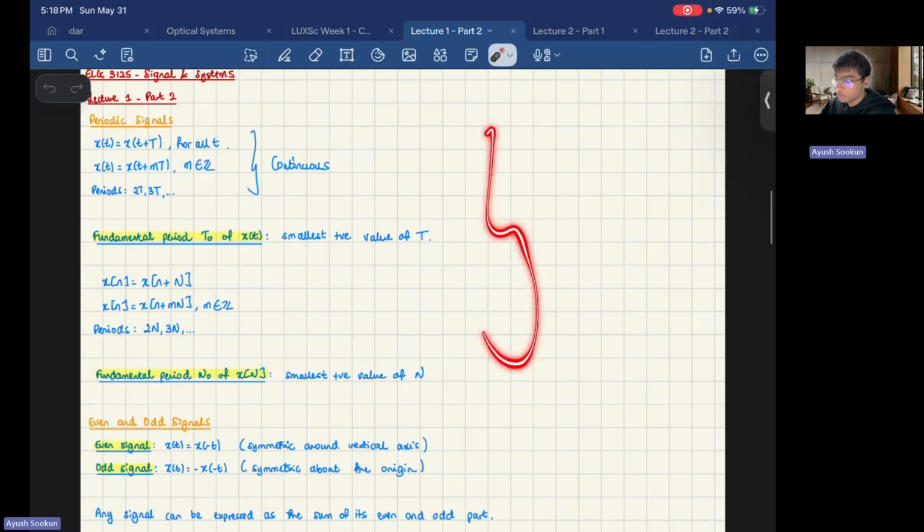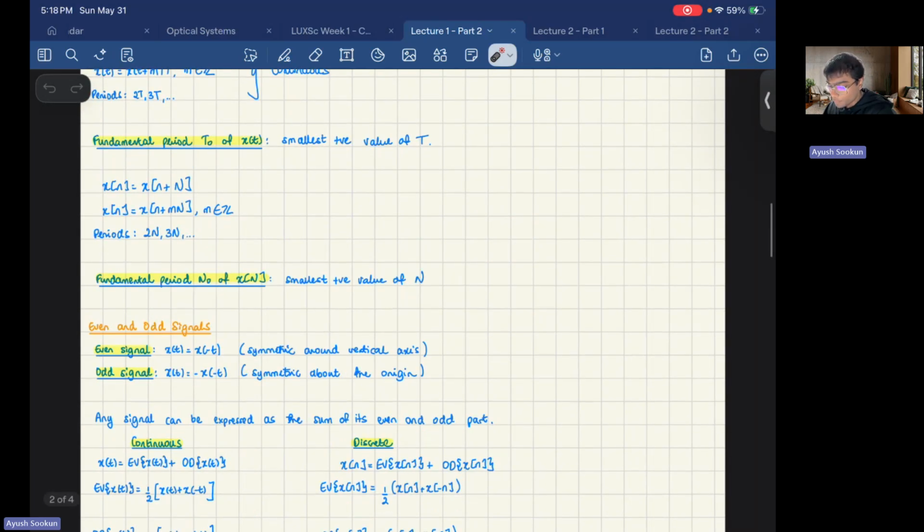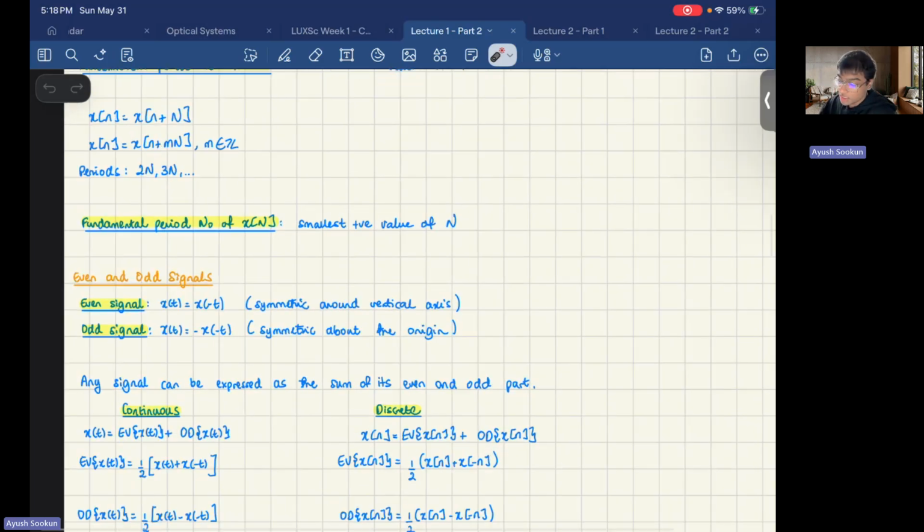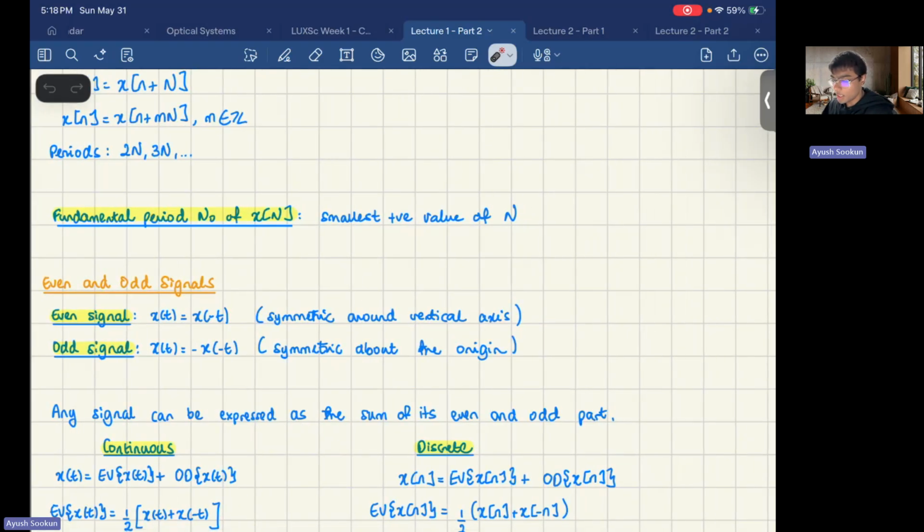So you can see that these two, both for continuous time and discrete time, are analogous. Now, even and odd signals. If you took advanced functions in grade 12, you probably looked at even functions and odd functions. It's the same thing, except we're calling them signals.